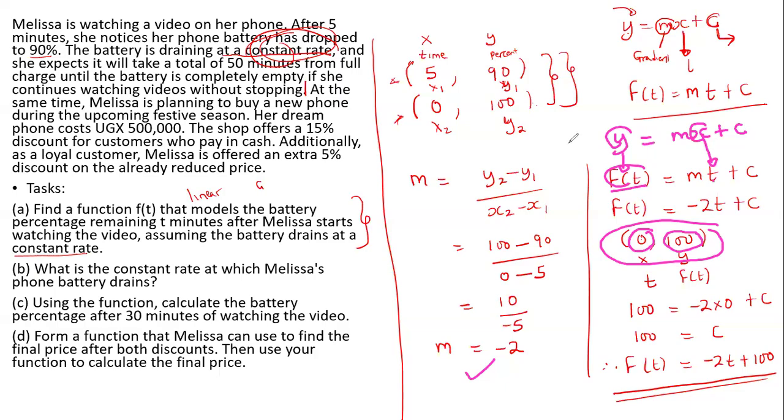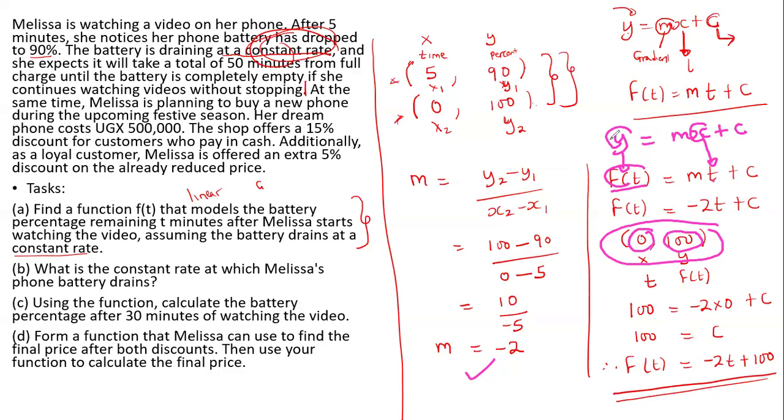For us to get y, we must have x. So the independent variable is what you let be your x, and y becomes the dependent. Is it fine? Yes. Okay. Yes, Mulindwa?